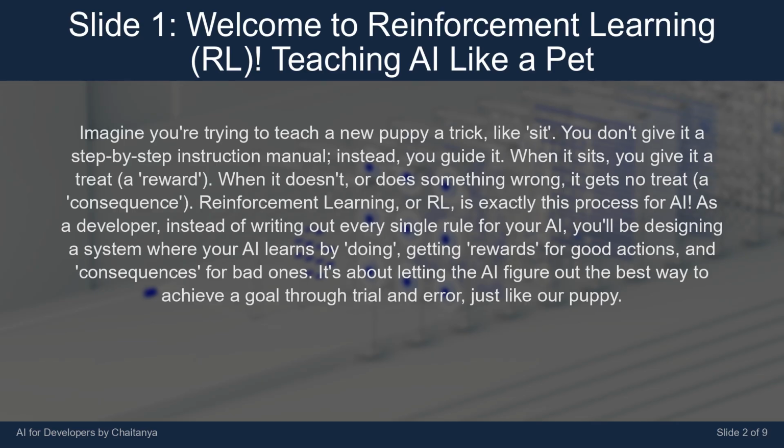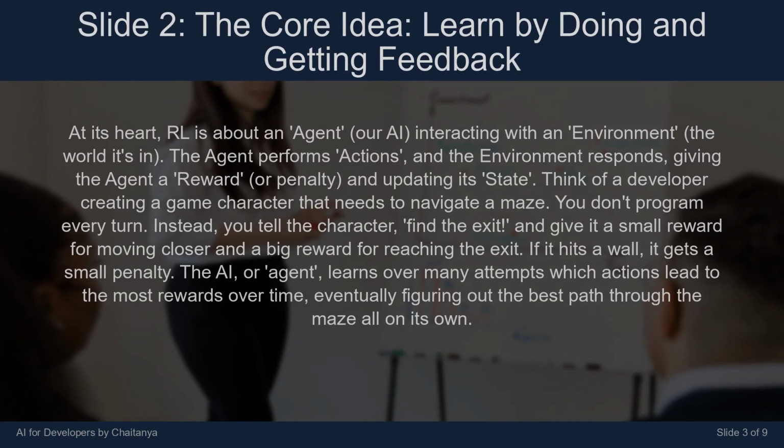As a developer, instead of writing out every single rule for your AI, you'll be designing a system where your AI learns by doing, getting rewards for good actions, and consequences for bad ones. It's about letting the AI figure out the best way to achieve a goal through trial and error. Just like our puppy.